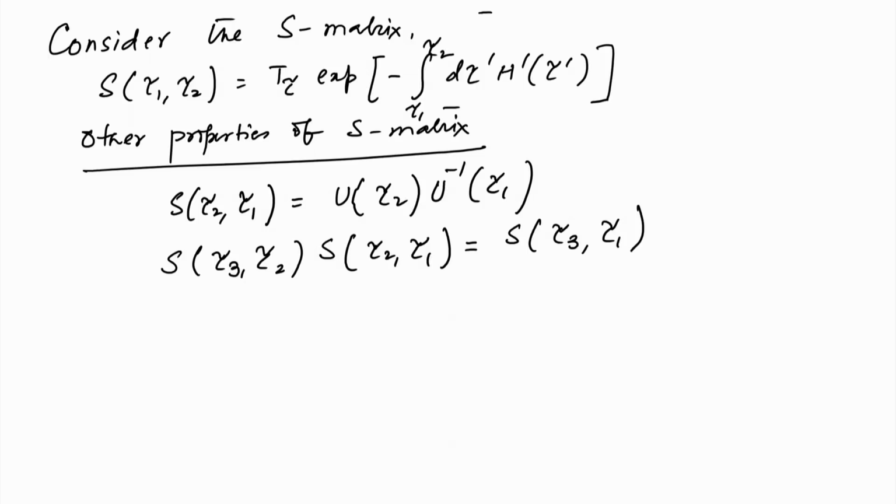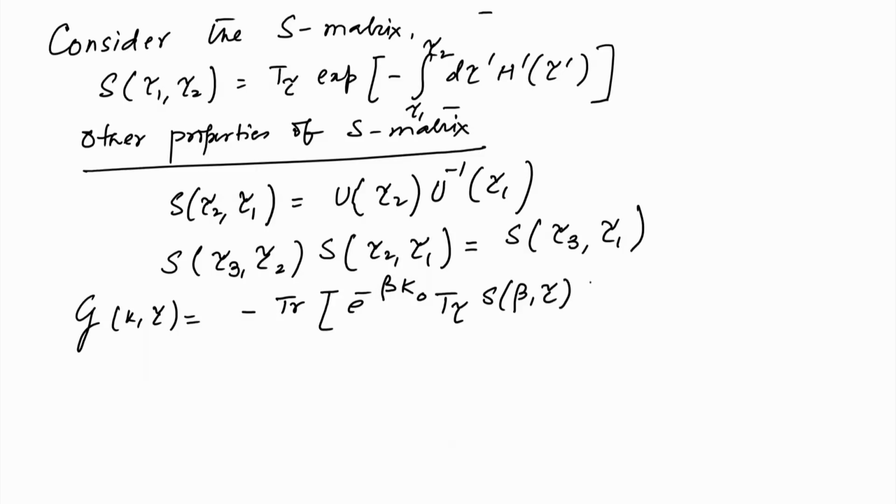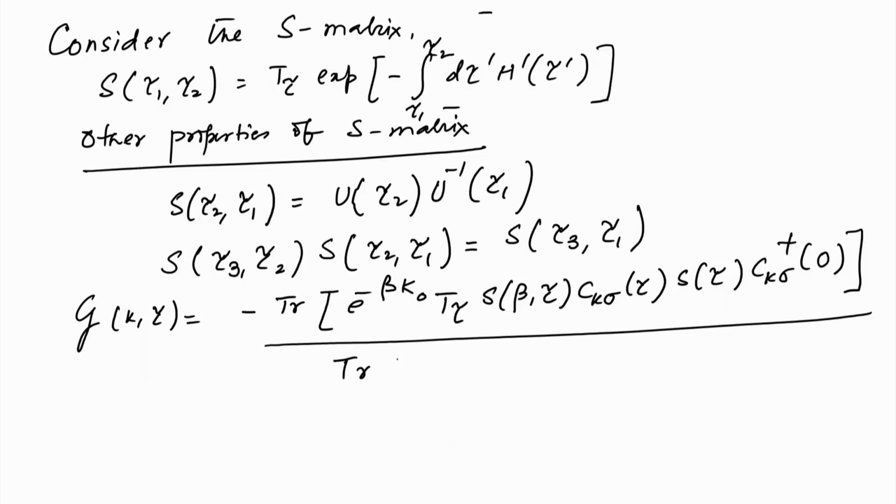So, with all these inputs, we can write down the Green's function G_k of tau as equal to minus the trace of exponential minus beta K_0 T_tau S of beta, then c_k sigma of tau, S of tau, c_k sigma dagger of tau, and sorry, this will be 0, and it has the denominator comprising exponential minus beta K_0 S of beta, and so on.